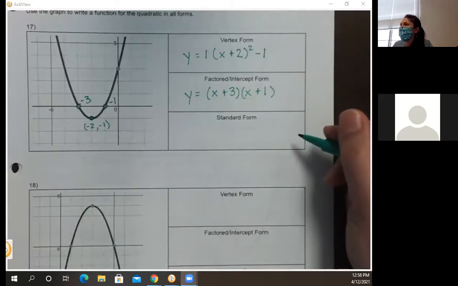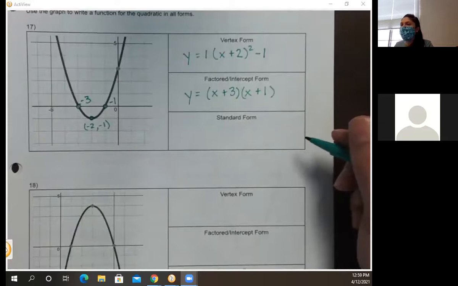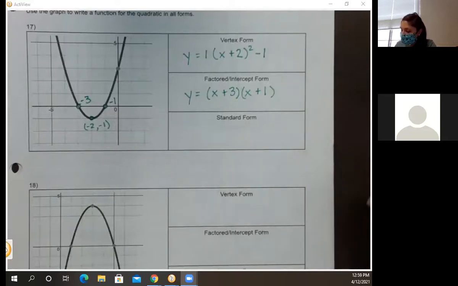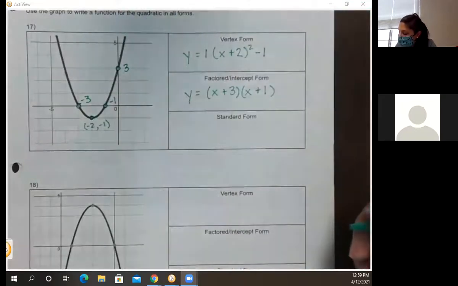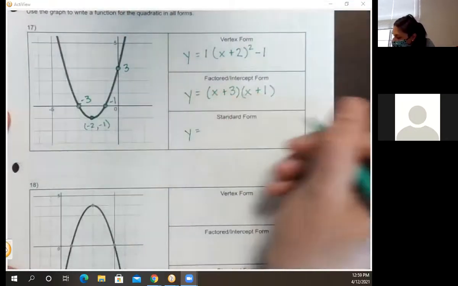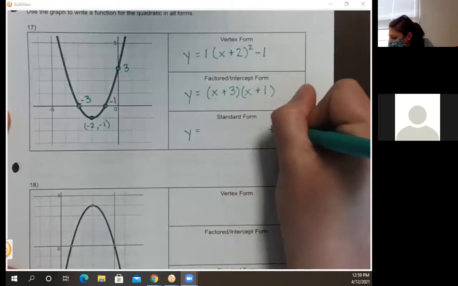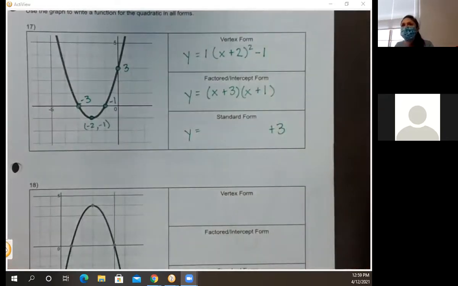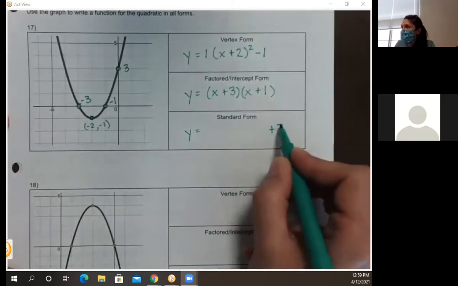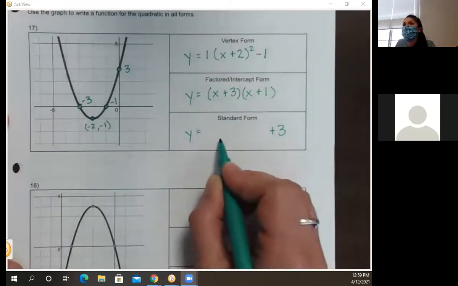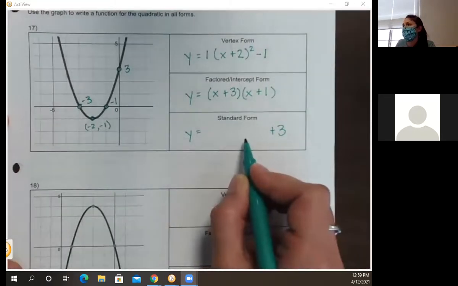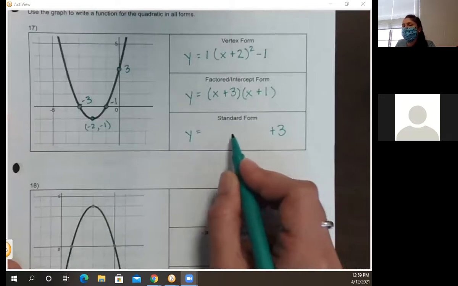Our last function form here, standard form, we know shows us the y-intercept. So we can see from our graph that our y-intercept is 3. So I know that this function ends with +3. The bummer about standard form is that since I see the y-intercept, I get that constant term, but I don't get anything else. I don't get the x² term or the x term here, okay? I don't get that from the graph.